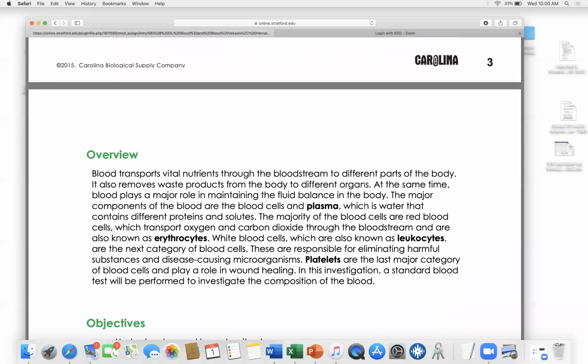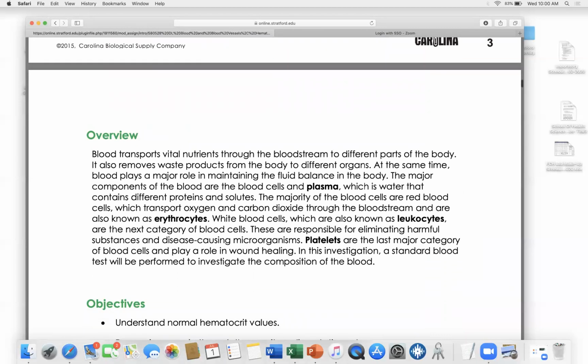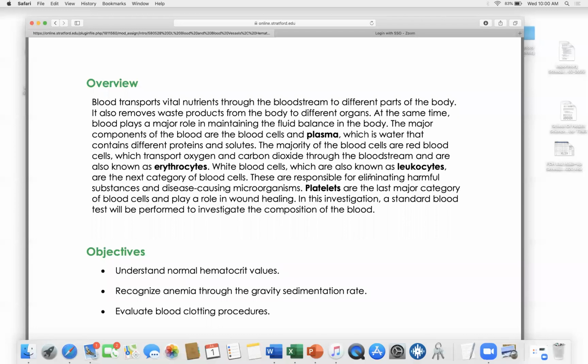What are the 3 parts of blood? Your red blood cells, your erythrocytes, white blood cells, or your leukocytes, and platelets, which are your clotting cells. Those are the cellular portions of your blood. And your blood is also composed of fluid, which is called plasma.